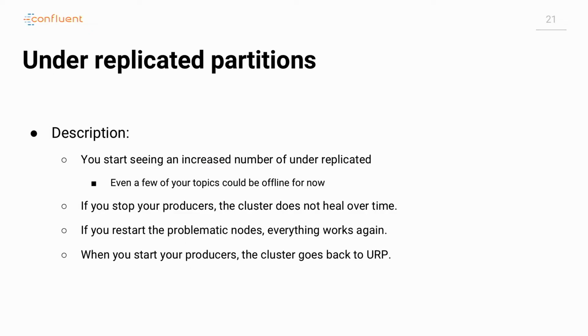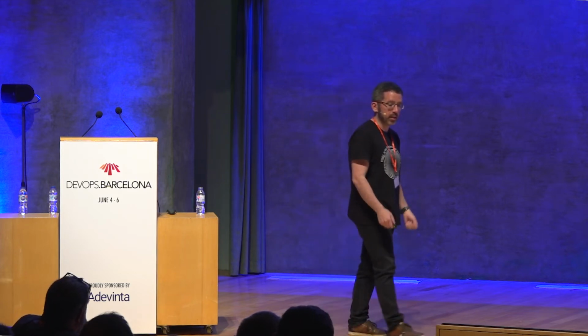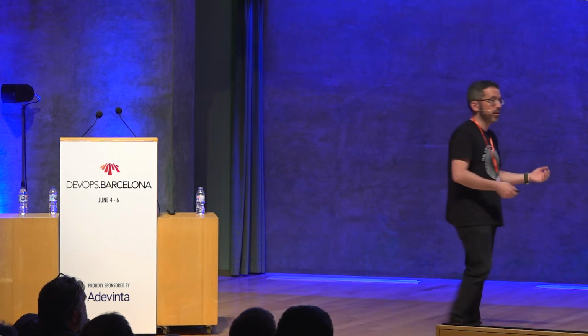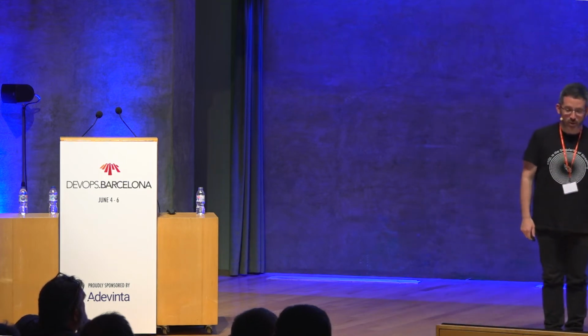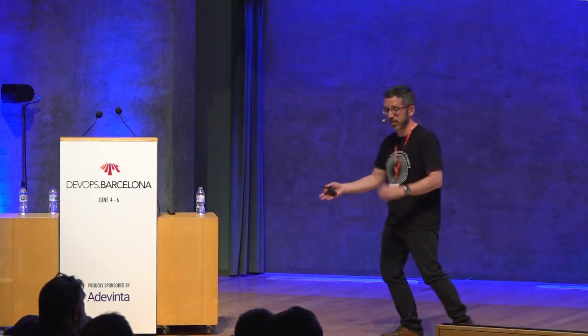So imagine this case. You are seeing an increased number of under-replicated partitions, so something is going on. You are starting to get nervous. Even a few topics are offline. Nobody can write to these topics anymore. You stop your producers, the cluster does not heal over time because this metric told you that this might be something transitory, so you stop your producers to see if it heals.